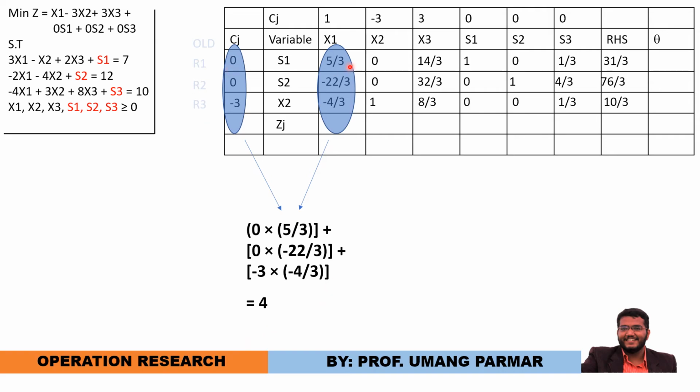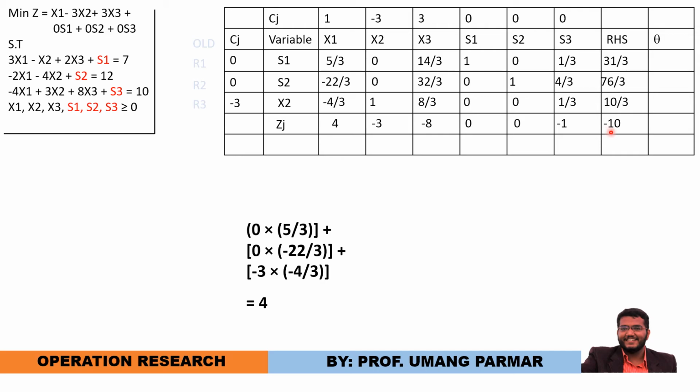So this 0 is first multiplied by 5 by 3, so 0 into 5 by 3. Then we are adding the 0 multiplied by minus 22 by 3. Again we are adding, that is minus 3 multiplied by minus 4 by 3. So these 3 and 3 got cancelled out, minus 1 and minus 4 multiplication, that is plus 4. So this is how we are getting the value of Zj. The column of Cz is multiplied by the column of variable, and we get the answer as 4 for the first column. So this 4 value will be written here. The same way you can find the answer for other columns.